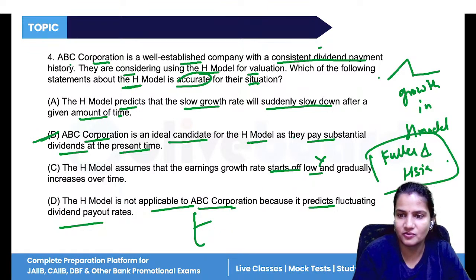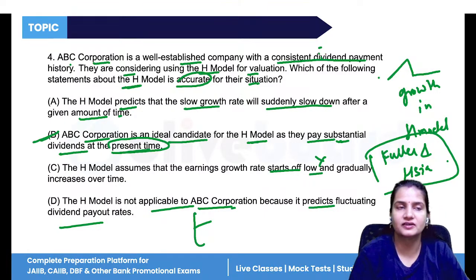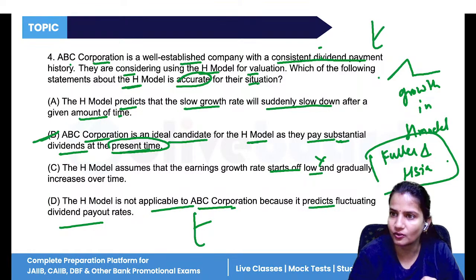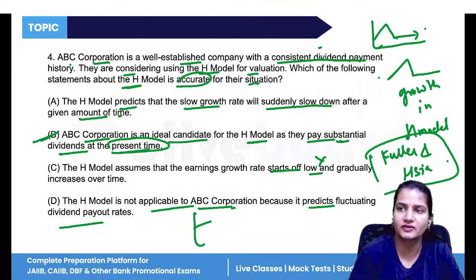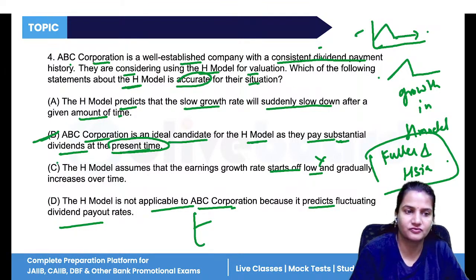Why? Because the H model assumes they pay a substantial dividend at the present time. So in the present scenario, there is a consistent, regular dividend payment, but the dividend is growing at a gradual stage, then declining, and then it moves at the stable rate forever until it achieves that position. Okay, so this is the graph of the H model.